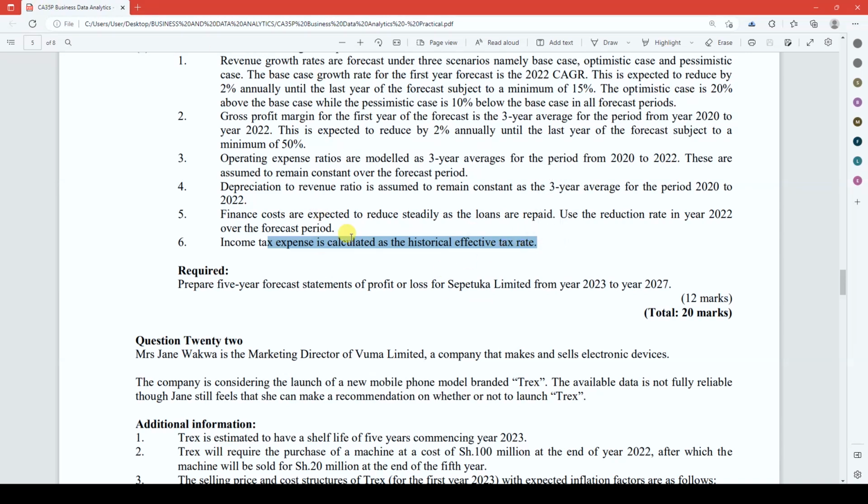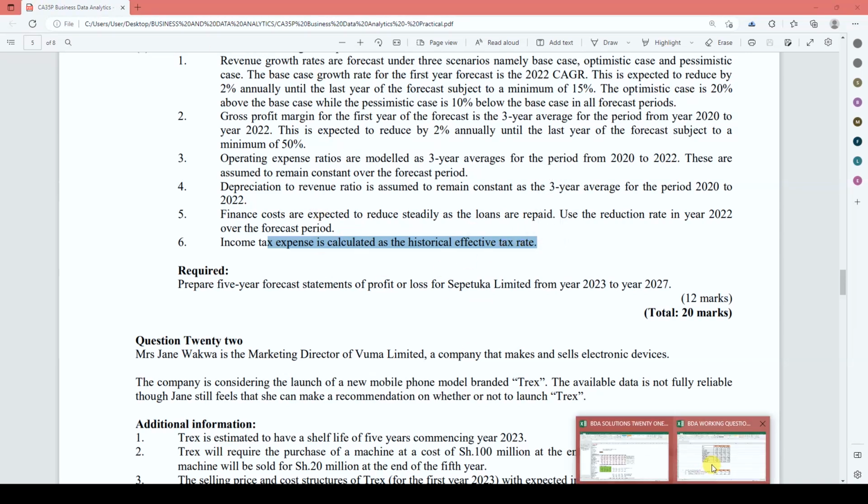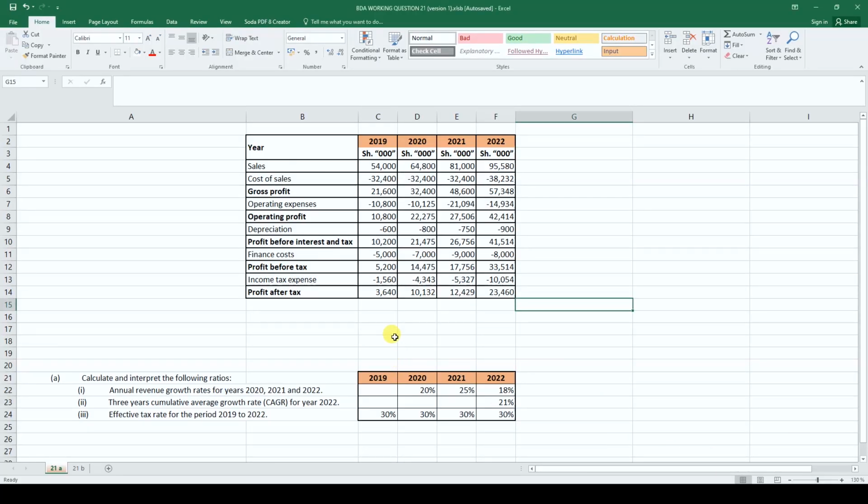So let's move on over to the Excel worksheet. This was question 21, the solution that we had already solved. You can see right down over here, we've put question 21A. The average revenue growth rates for years 2020, 2021, and 2022 are displayed to you there. The CAGR is 21%. The effective tax rate for the period 2019 to 2022 has been displayed on your screen. Now we move over to question 21B.